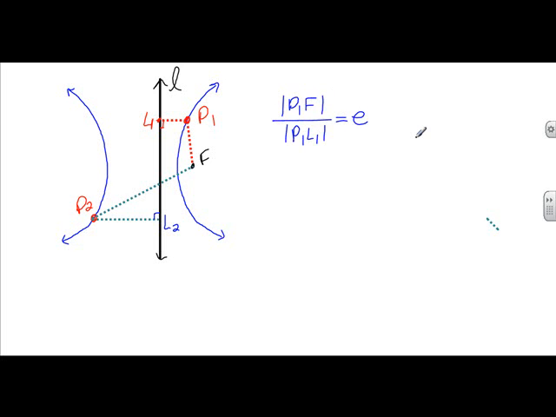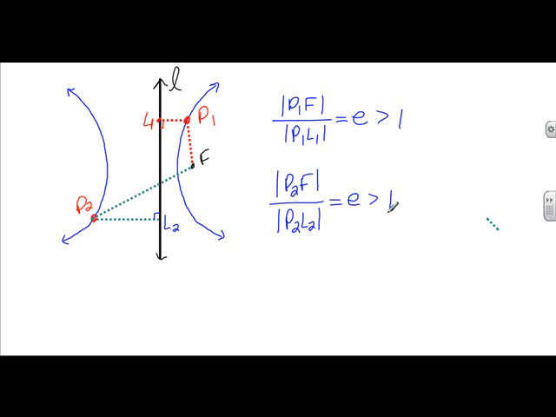Now, in this case, the distance from the point to the focus is longer than the distance from the point to the line. So we have a value on the top that's greater than the value on the bottom, making E a number greater than 1. Same thing has got to be true for the second point. So P1 to F and P2 to F and P2 to L2 has got to be equal to the eccentricity E, and E has got to be greater than 1.